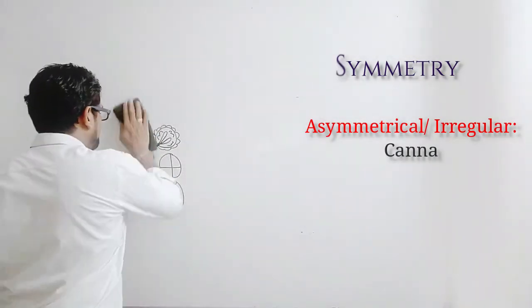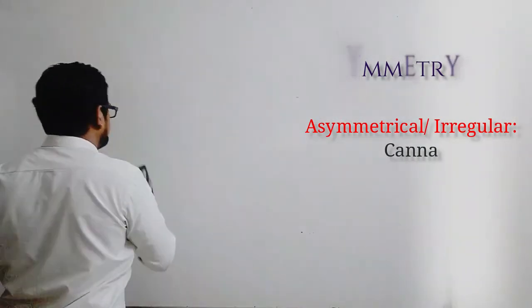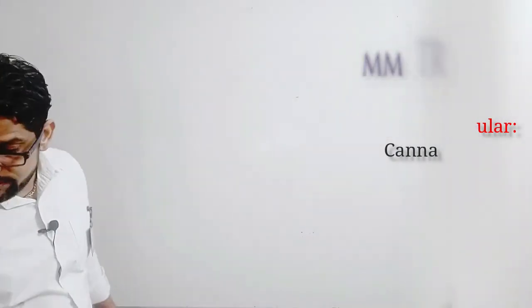Watch, as I told you, a flower is a modified shoot. As I told you before also, a flower is a modified shoot. Why? Due to the presence of nodes and internodes. Due to the presence of nodes and internodes, a flower is regarded as a modified shoot.